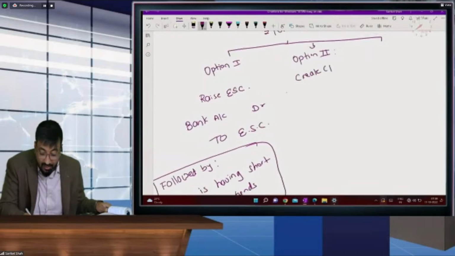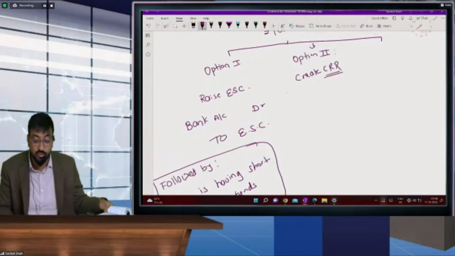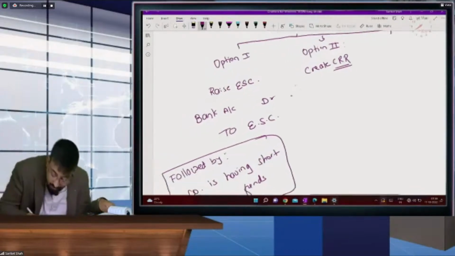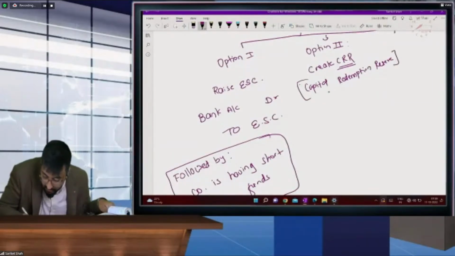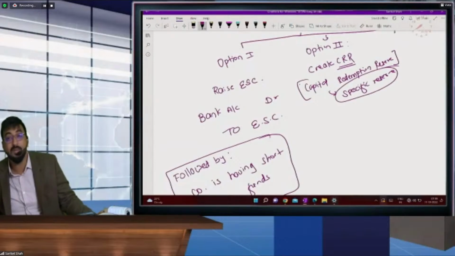Create CRR. Okay, so now what is CRR? Yes, I already told you. CRR is a capital redemption reserve. Now what is this? This is a specific reserve. Okay, and this specific reserve you will create.